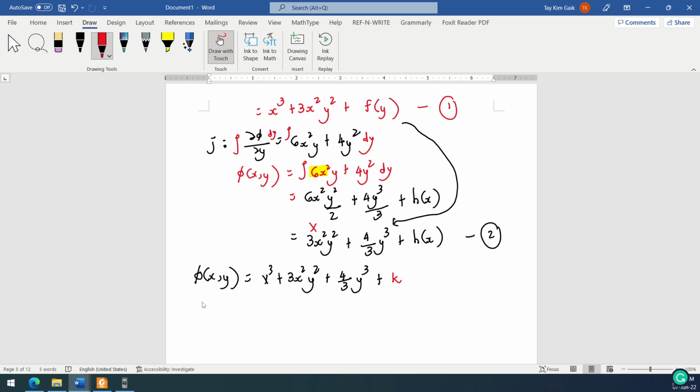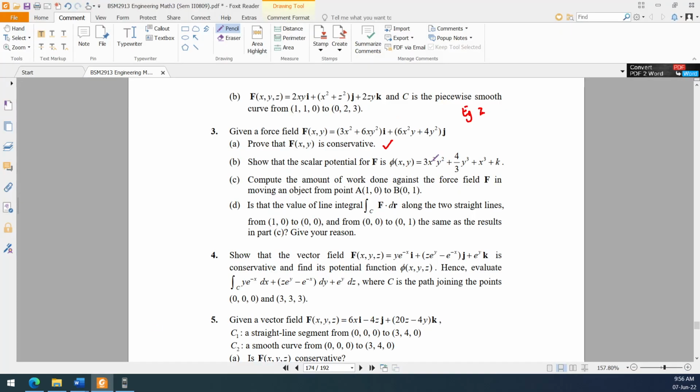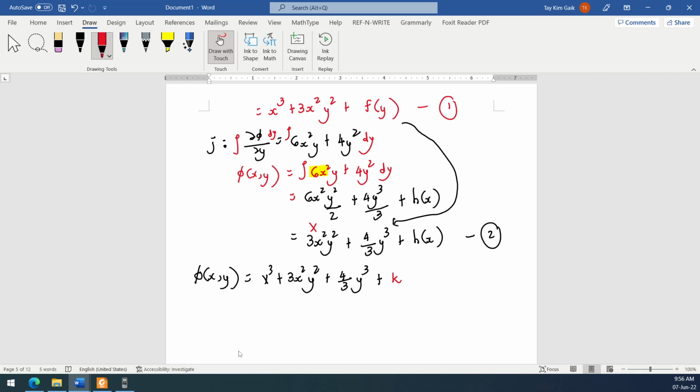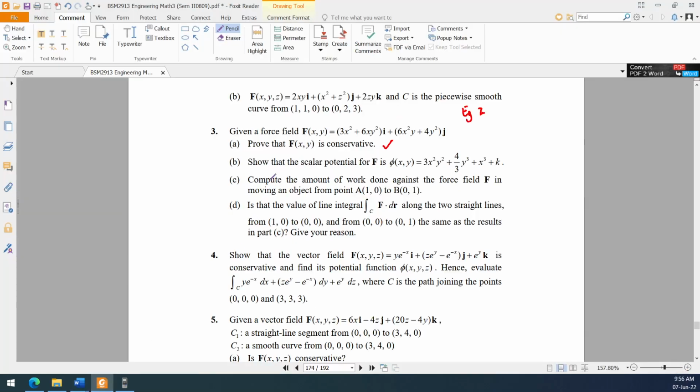Okay, so this is a potential function phi. Correct: 3x squared y squared plus 4 over 3 y cubed plus x cubed plus k. So you obtain the potential function, phi.